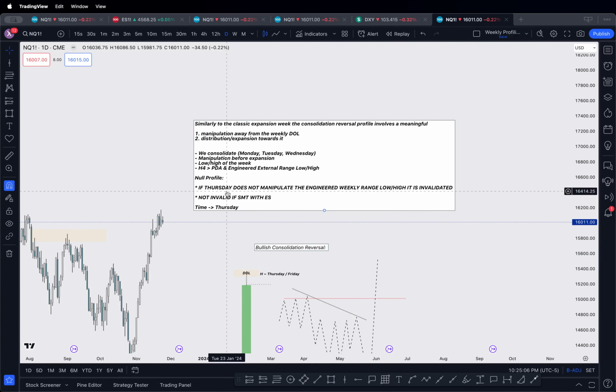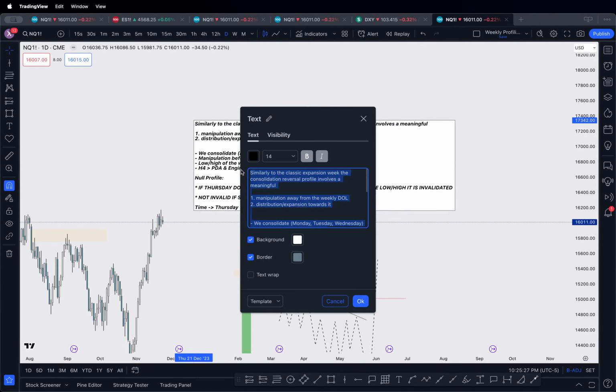So that's the null profile. This is what we expect the consolidation to look for. We want that H4 PD array and the engineered external range. And. Not or, and. Okay? If you don't see the H4 PD array, you going to trade it, Yusuf? No. If you don't see the external range purged, are you going to trade it? No. And. Okay? When you write down your notes, write down and.